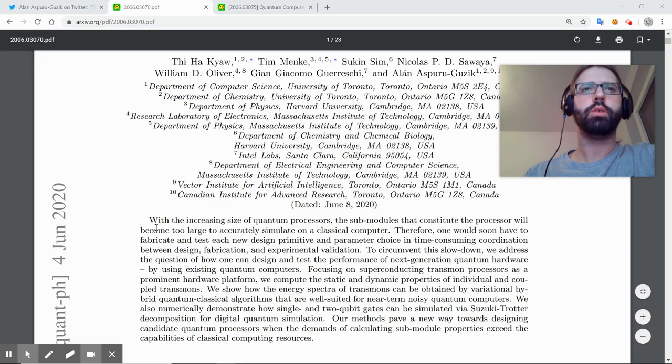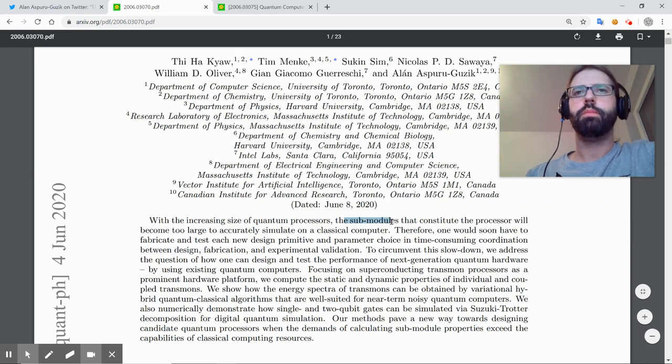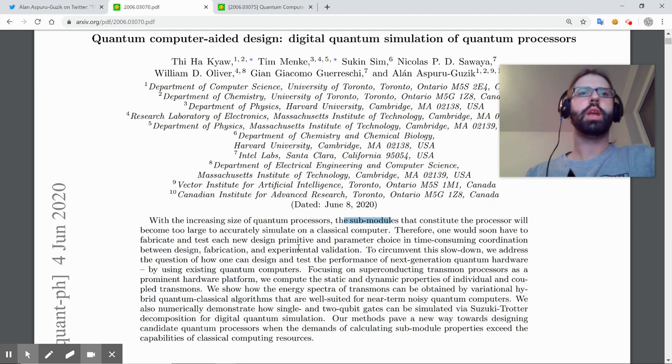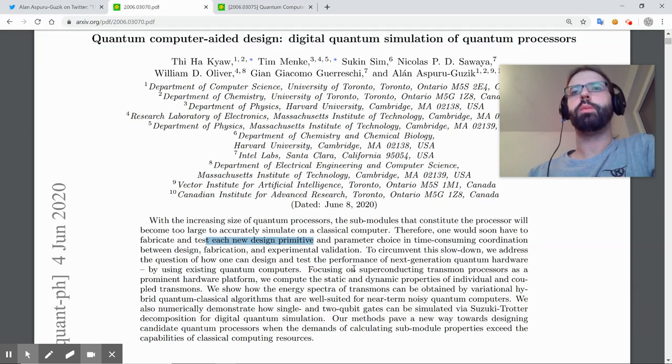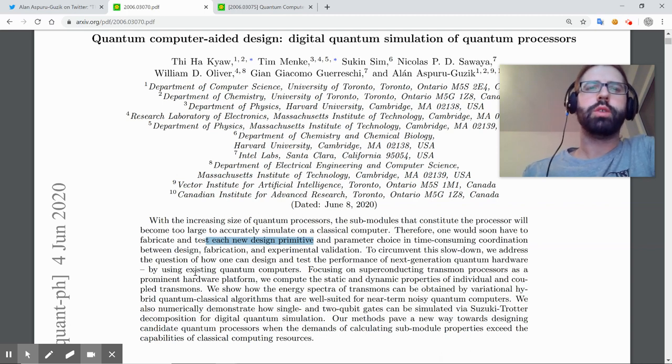In the abstract, it says with the increasing size of quantum processors, the submodules that constitute the processor will become too large to accurately simulate on a classical computer. So it's the submodules that we're simulating or modeling. Therefore, one would soon have to fabricate and test each new design primitive and parameter choice in a time-consuming coordination between design, fabrication, and experimental validation. To circumvent this slowdown, we address the question of how one can design and test the performance of next-generation quantum hardware by using existing quantum computers.